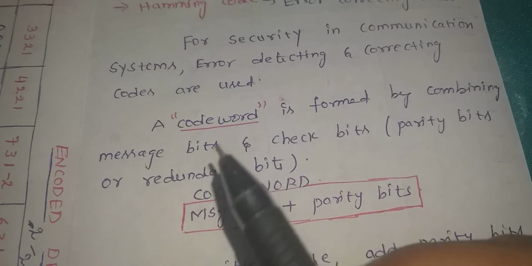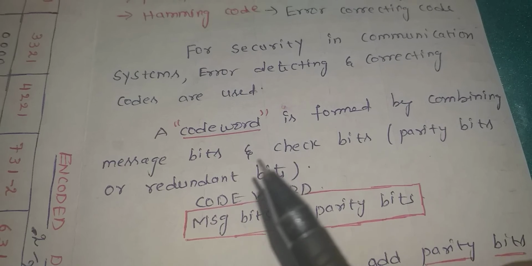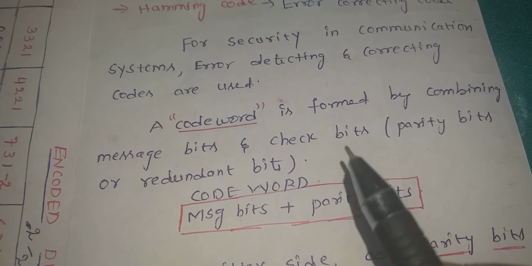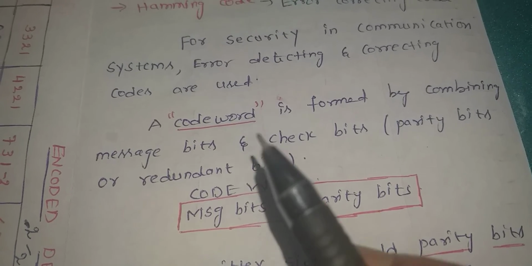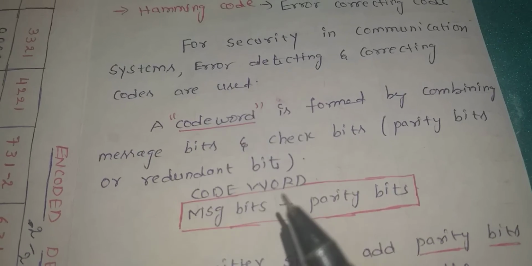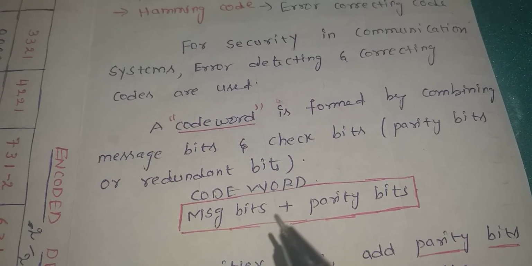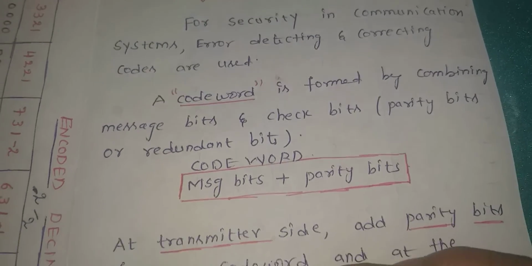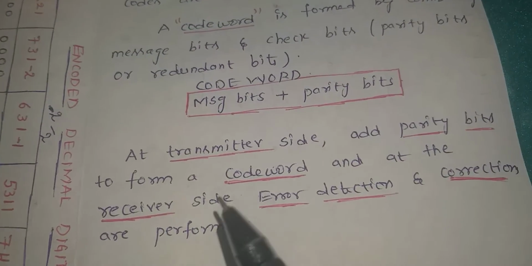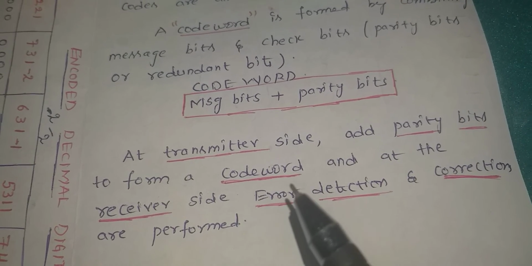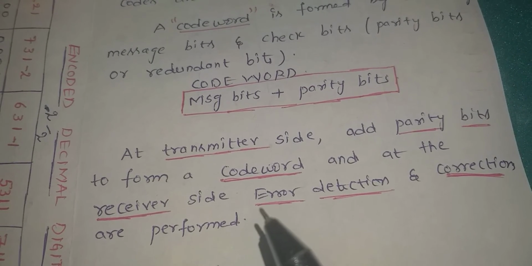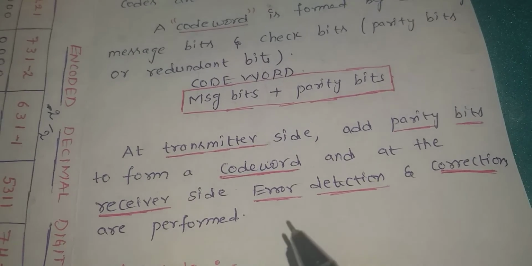Now here, a very important word: a code word is formed by combining message bits and check bits. Check bits can also be called parity bits or redundant bits. We are going to form a code word. Code word is nothing but message bits, that means data, plus parity bits. Is it clear? Now if you look at this, at the transmitter side, we have to add parity bits to form a code word, and at the receiver side, error detection and correction are performed.